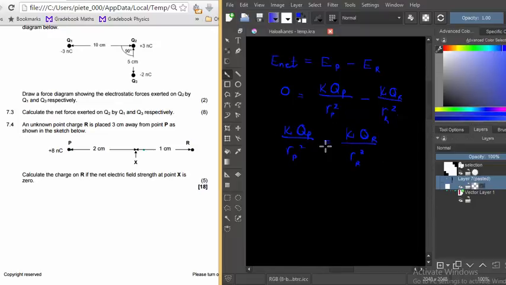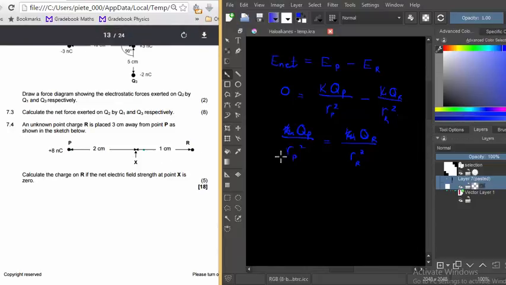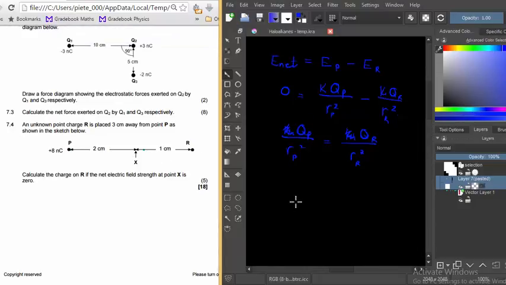That's equal. The reason why I did that is because I want to get rid of this K. If I divide both sides by K, the K is a constant, so it divides away. I can't do the same with the r's, because this one's r is different than that one's r, because the one is 2 centimeters away, the other one is 1 centimeter. But nevertheless, I want to solve for QR, so QR is equal to, and now I just multiply both sides by rR squared, and that then gives me the expression where I can substitute the values.